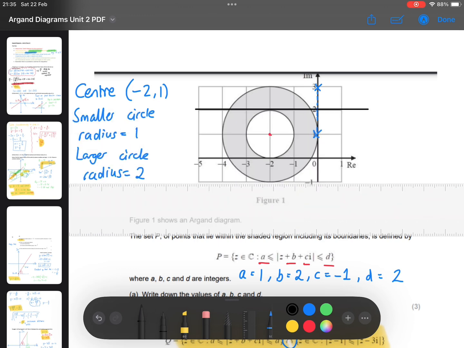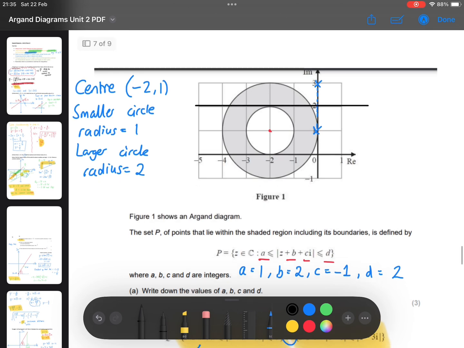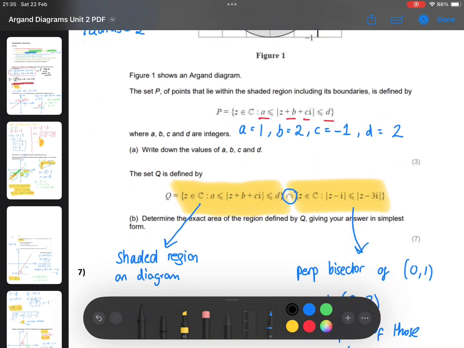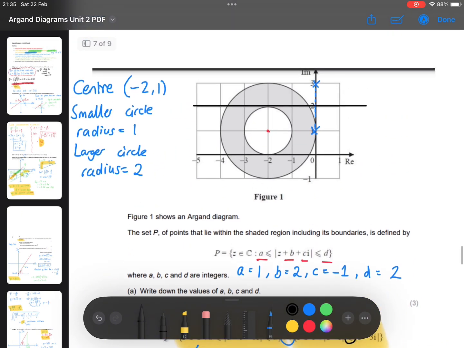And just to quickly check the inequality signs again, we have an inequality sign saying that it's closer to 0, 1 than it is to 0, 3, which means that we are looking for the area which is in the shaded region and below this line. So in other words, we are looking at this region here. So this whole section, and we need to find the area of that section.